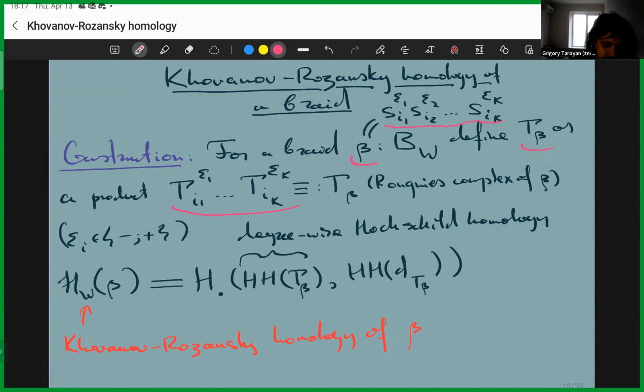The fact that this complex is well defined, at least up to chain homotopy, immediately follows from Rouquier's theorem, which asserted that we have braid relations. So if we have two different presentations, it doesn't matter. We obtain something that is chain homotopic.